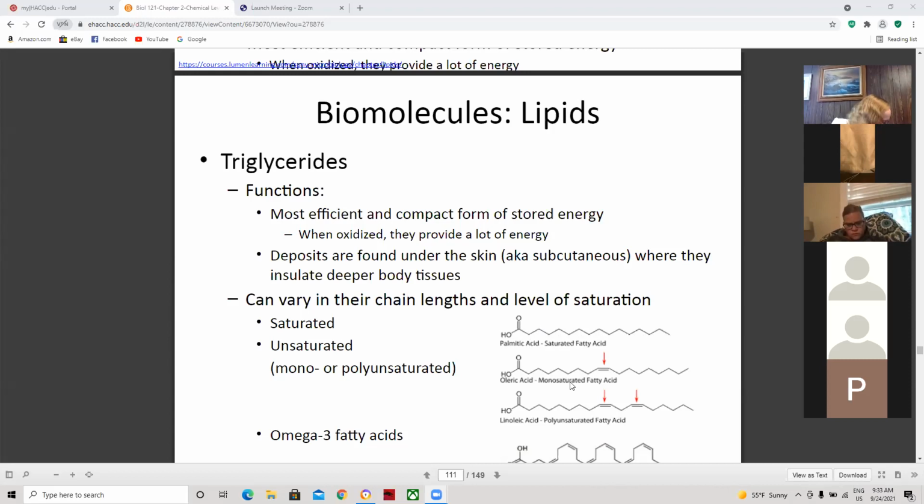However, if there is a double bond in between two of the carbons, there's not just a single bond, there's a double bond, which means that the carbon on this side and the carbon on this side are both only bound to one hydrogen rather than two, like in the case of a single bond. That means that it's unsaturated, and it can be either monounsaturated or polyunsaturated. Poly meaning that there's more than one double bond.